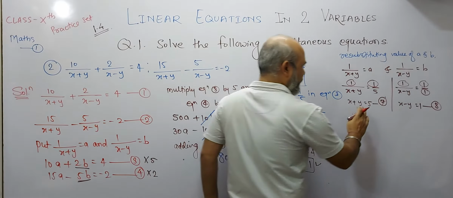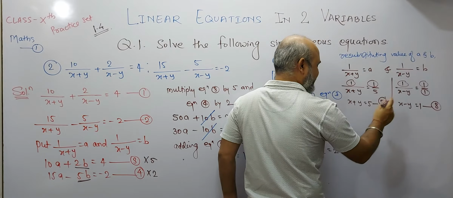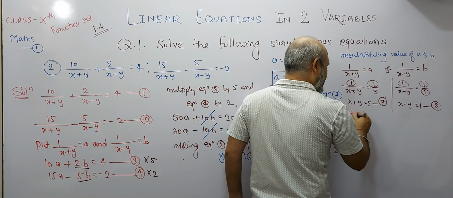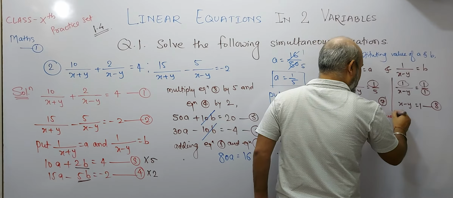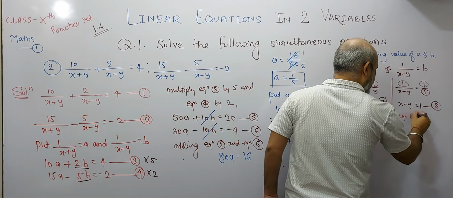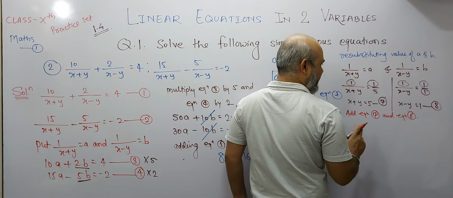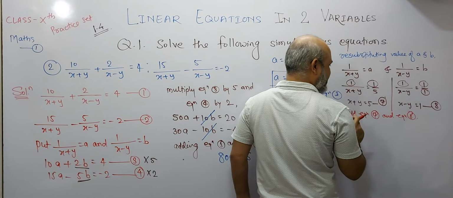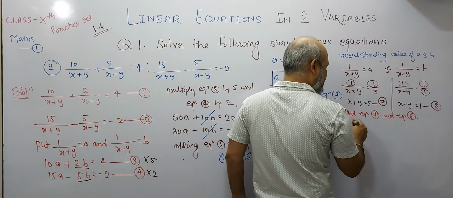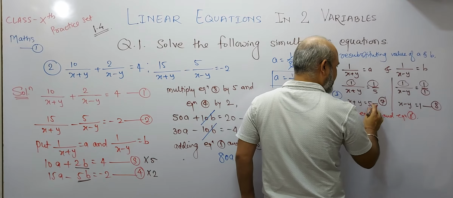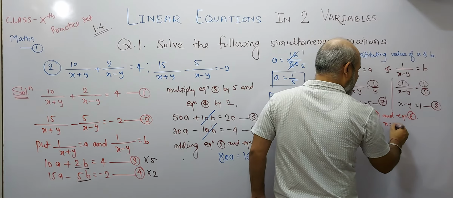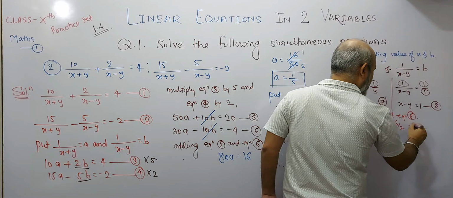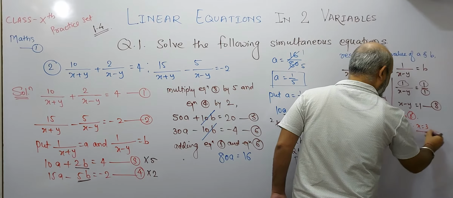So what you will do? You will add equation 7 and equation 8. So I will write add equation 7 and equation 8. So when you will add, this plus y and minus y will cancel out. So 1x plus 1x, you will get 2x. 2x is equal to 5 plus 1, that is 6. And therefore x is equal to 6 divided by 2, and therefore x is equal to 3.